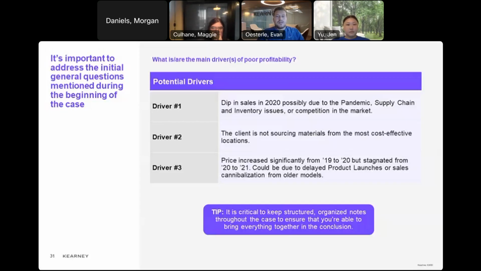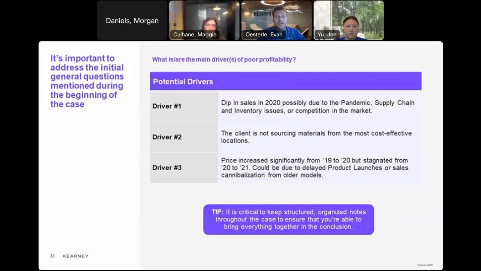We had a dip in sales in 2020, probably due to COVID or supply chain issues. And then the price increased significantly from 2019 to 2020, but stagnated, potentially due to delays in product launches or people buying cheaper vehicles due to less discretionary income. So these are the drivers of profitability. That's the answer to the first part of our question.